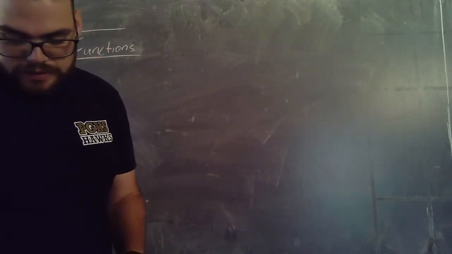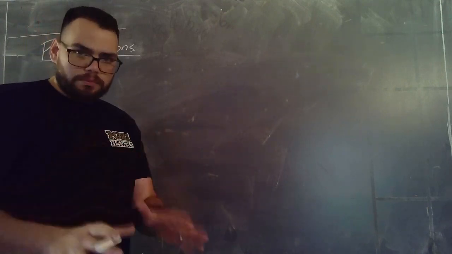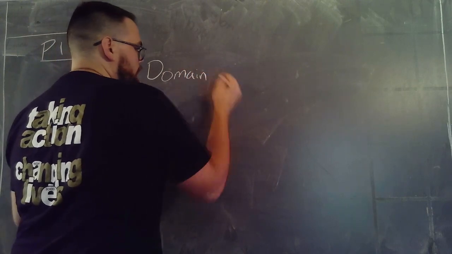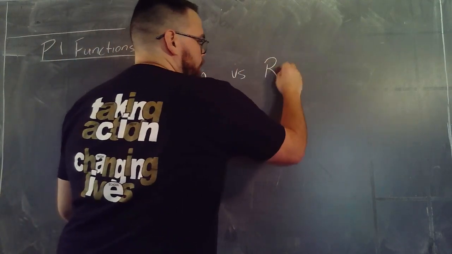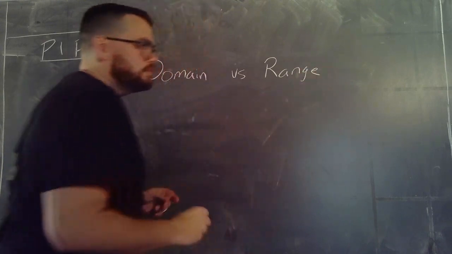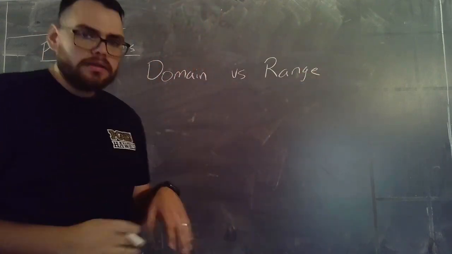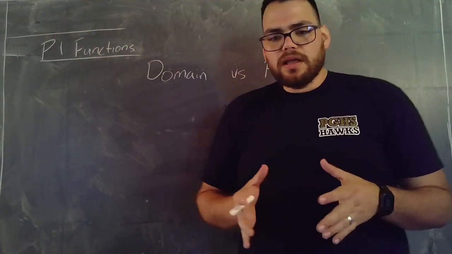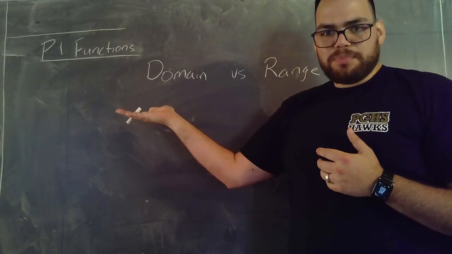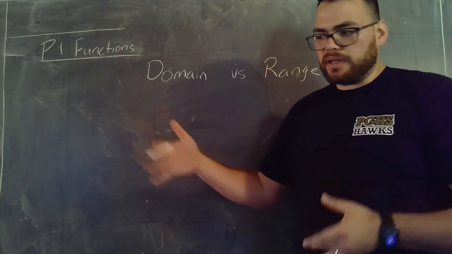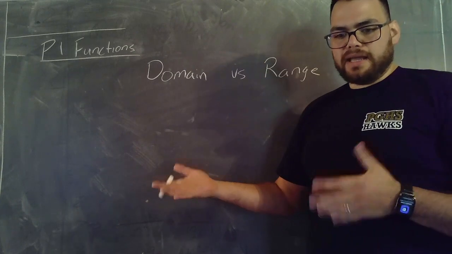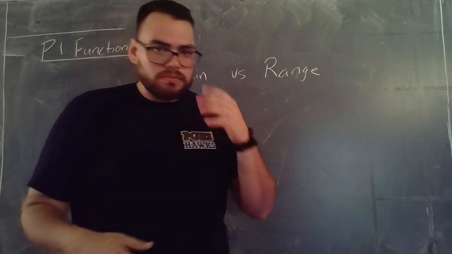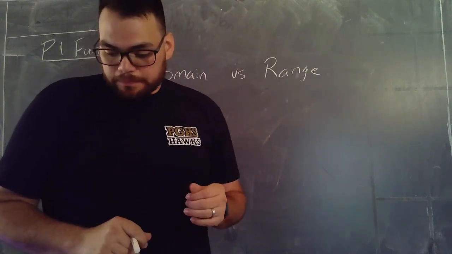One of the things that we really need to talk about and make sure that you remember is the differences between our domain versus the range. Okay? So the domain, in all intents and purposes, is the set of numbers that are our independent variables. Okay? And usually those are denoted by x.